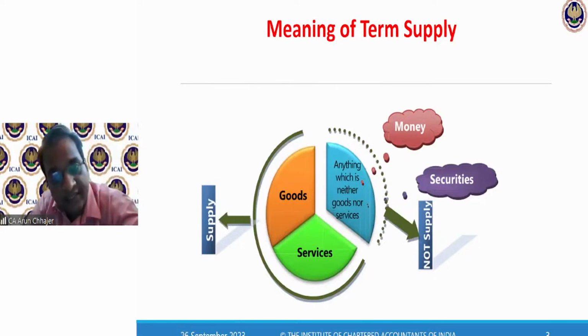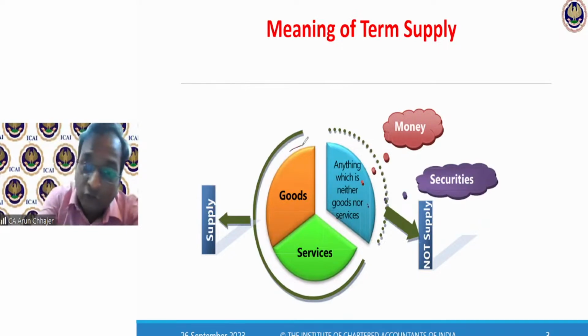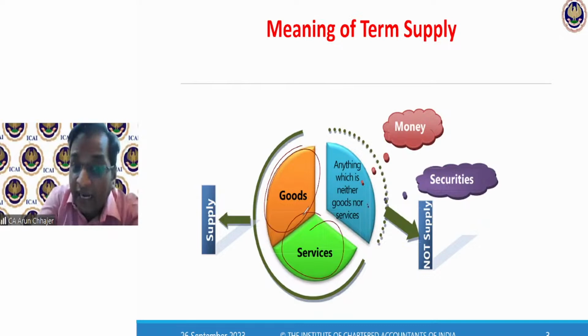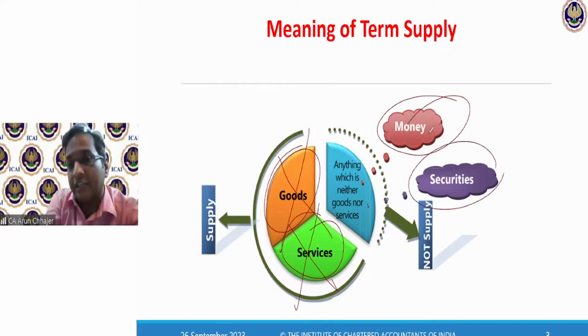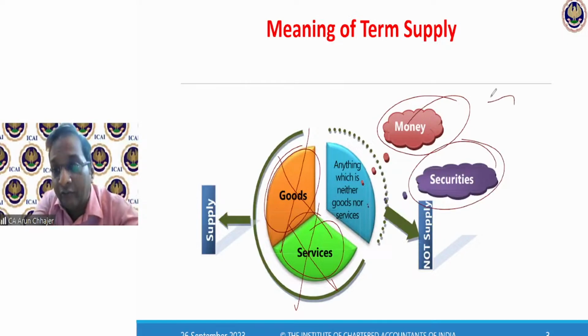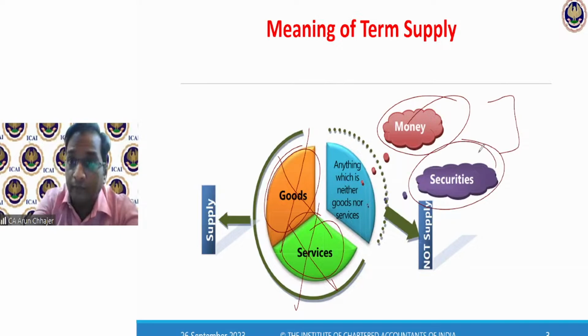We have discussed that the taxable event of GST is supply. Supply of what? Goods or services or both. So if I say my underlying item is neither goods nor services, for example money and security, then will the GST be levied on money and security? Answer is no.